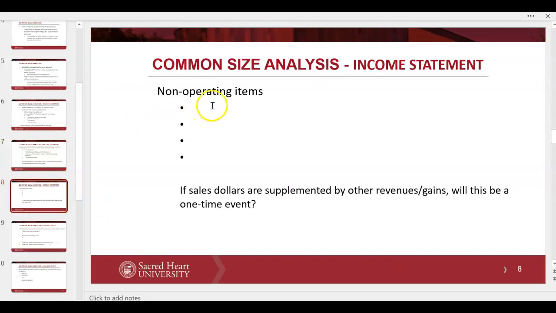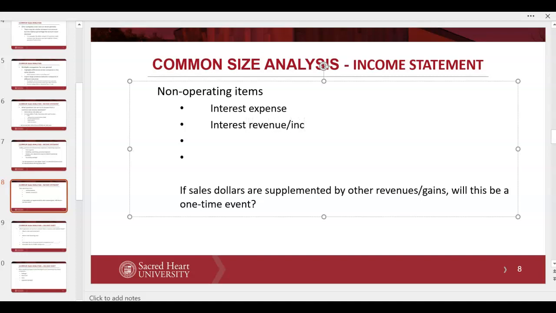What might we see in the non-operating section of the income statement? The big one is interest expense. What else might we see? Just the more common ones. We talked about a number of these at our first class meeting. Interest revenue, income on investment securities.